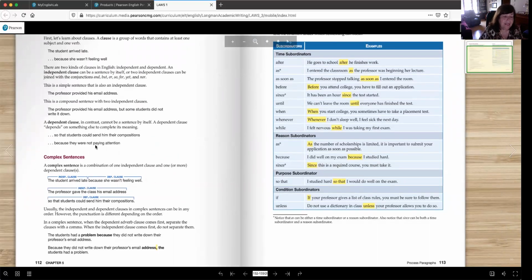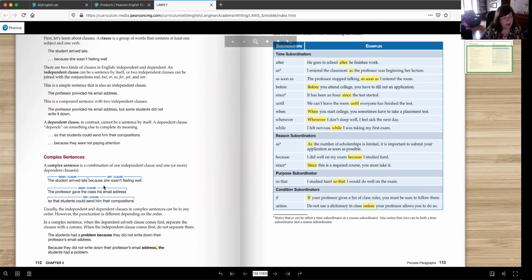A complex sentence is a combination of one independent clause and one or more dependent clauses. For example, the student arrived late because she wasn't feeling well. The two parts of the sentence are the student arrived late. The other part is because she wasn't feeling well. One of these must be an independent clause. One of these must be words that just alone will make a sentence. The student arrived late. We could put a period there, and that would be a simple sentence. That's fine. That's an independent clause.